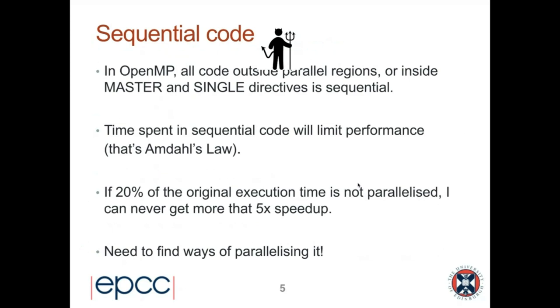Sequential code is relatively simple to think about. In OpenMP, all the code that's outside parallel regions or inside master or single directives is essentially sequential code. The time spent in the sequential code will limit performance. That's just a statement of Amdahl's law. To make that concrete, if 20% of the original execution time is not parallelized, I'm never going to get more than a 5 times speedup of my code, because no matter how fast the 80% goes, that 20% is always going to take the same amount of time. So I'm limited in the amount of speedup I can get.